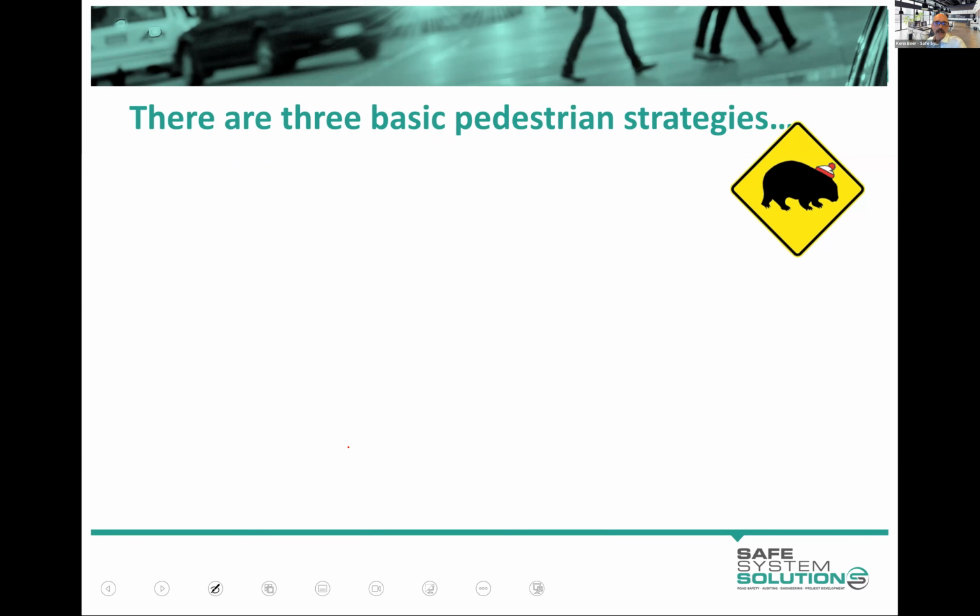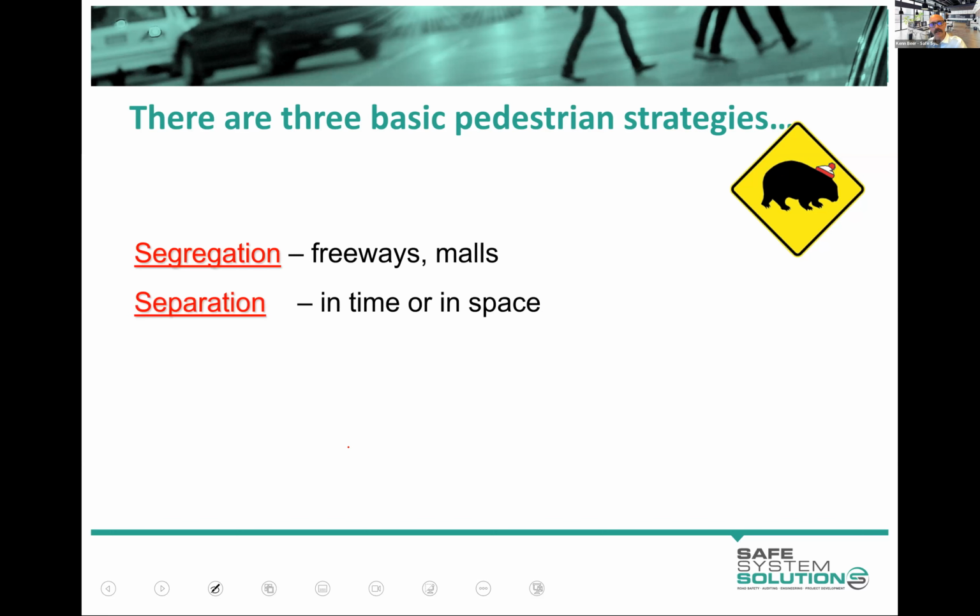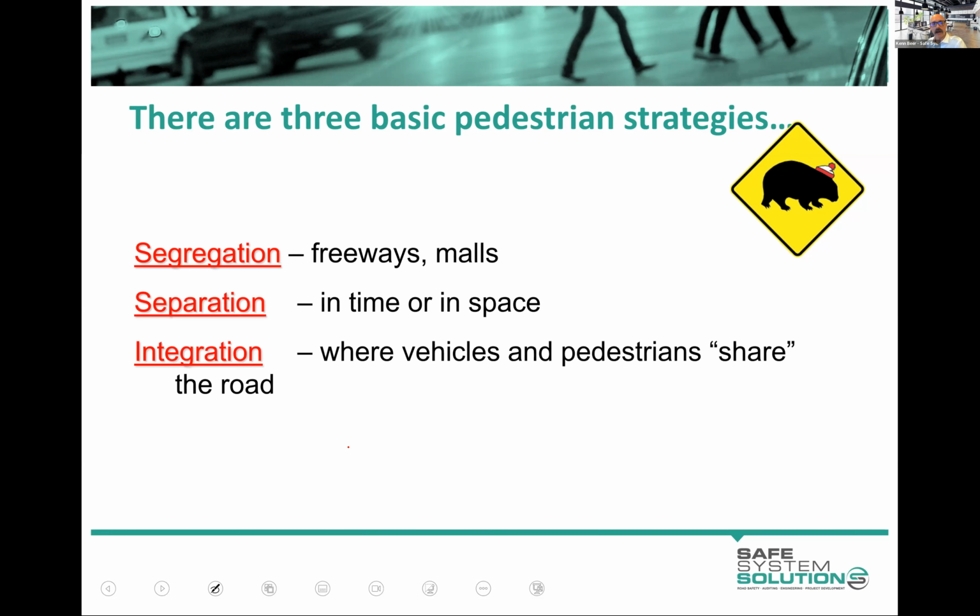So the strategies, like at a broad level, you can segregate, so you can not have any mix between vehicles and pedestrians. You can separate in time or space, or you can integrate and make them share the same environment. So let's just have a look at that.